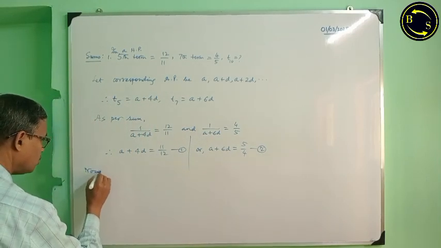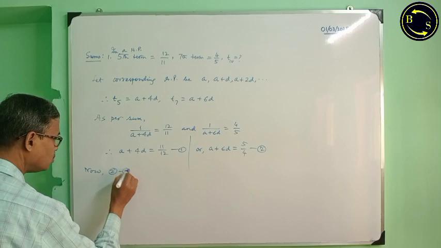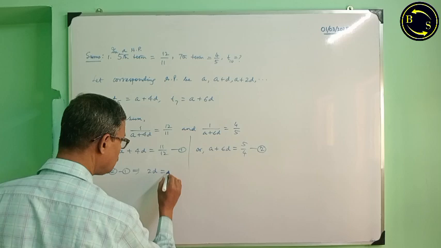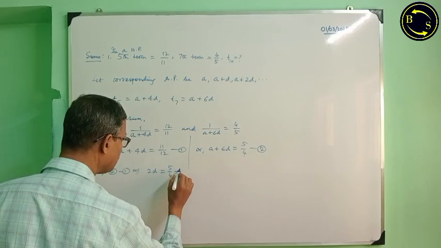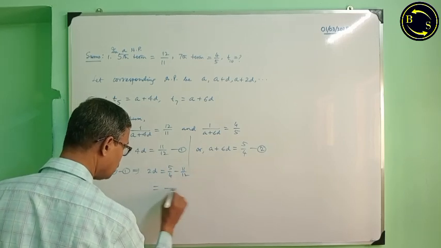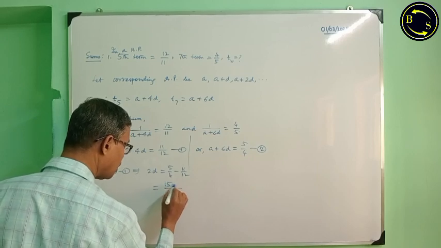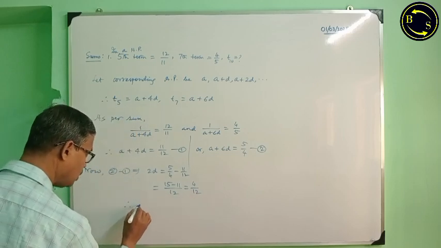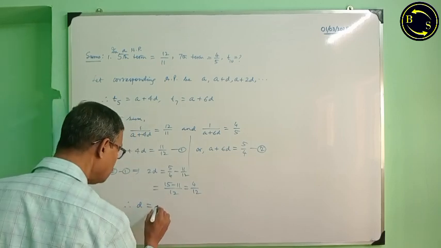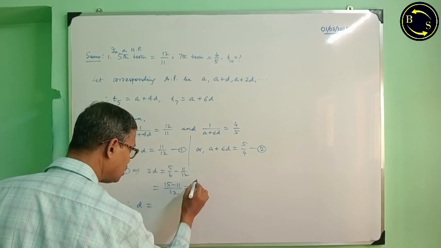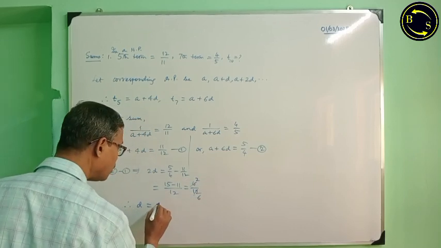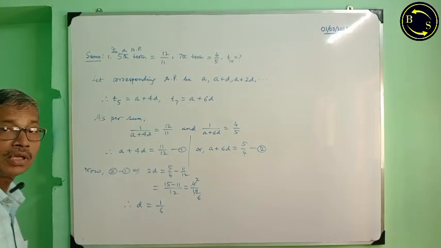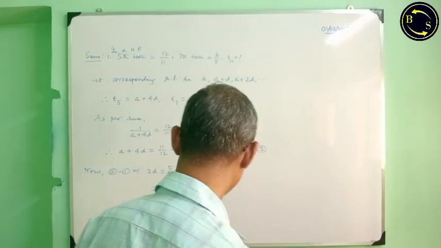Now, 2 minus 1: 2D is equal to 5 by 4 minus 11 by 12, that is 15 minus 11, 4 by 12. Therefore, D equals, I cancel, 1 by 6. That means the common difference of the corresponding AP is 1 by 6.